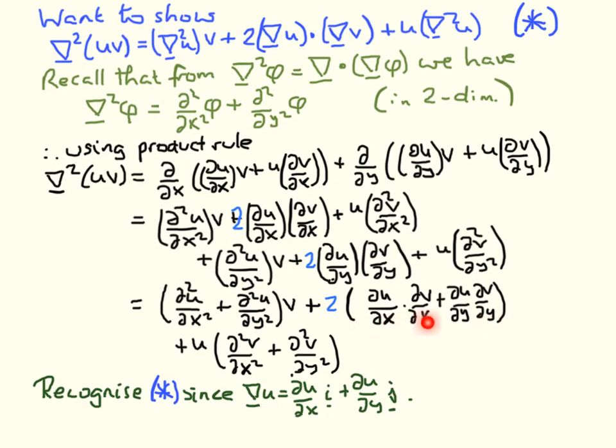So we recognize that these terms together are the scalar product of the gradient of u with the gradient of v. So we identify all of these terms as these, and that concludes our demonstration of this identity that I've called star here. So I hope that solving these exercises has been enjoyable and has helped your mastery of this topic.